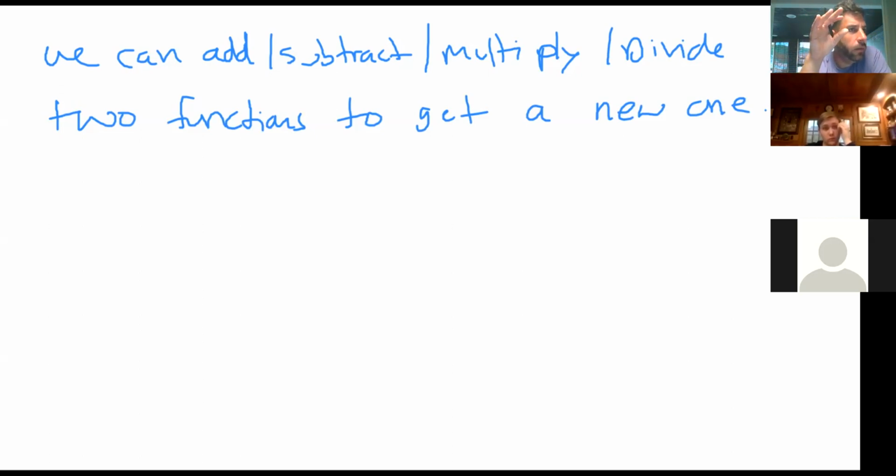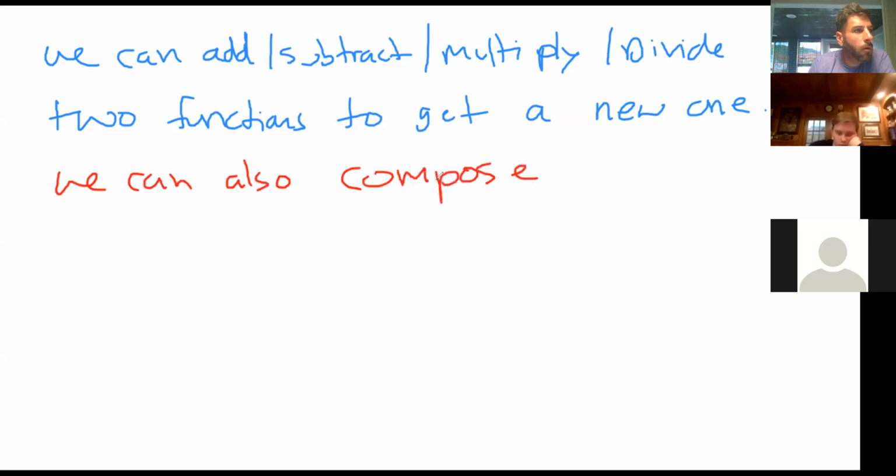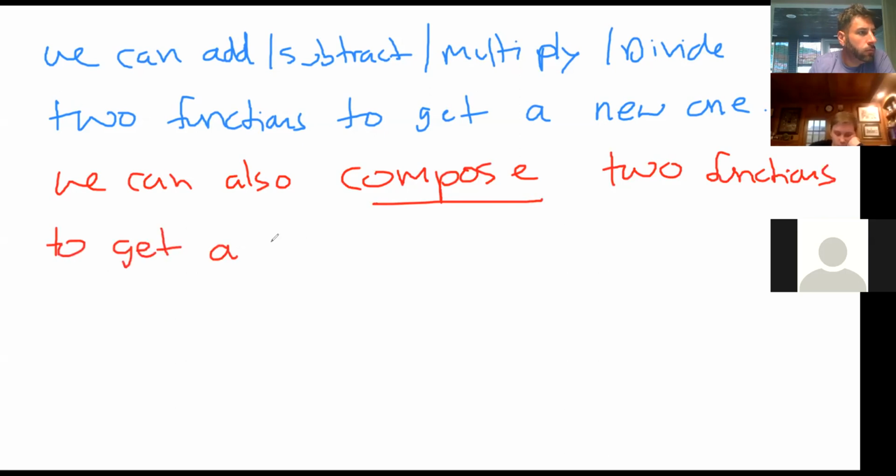One of the other ways that we can get a new function is we can compose 2 functions. So this is what's called composition. So symbolically, what does this mean? Let's just write down what this means, and it's going to look overwhelming for some of you, and that's okay. But we want you to think about what this means.